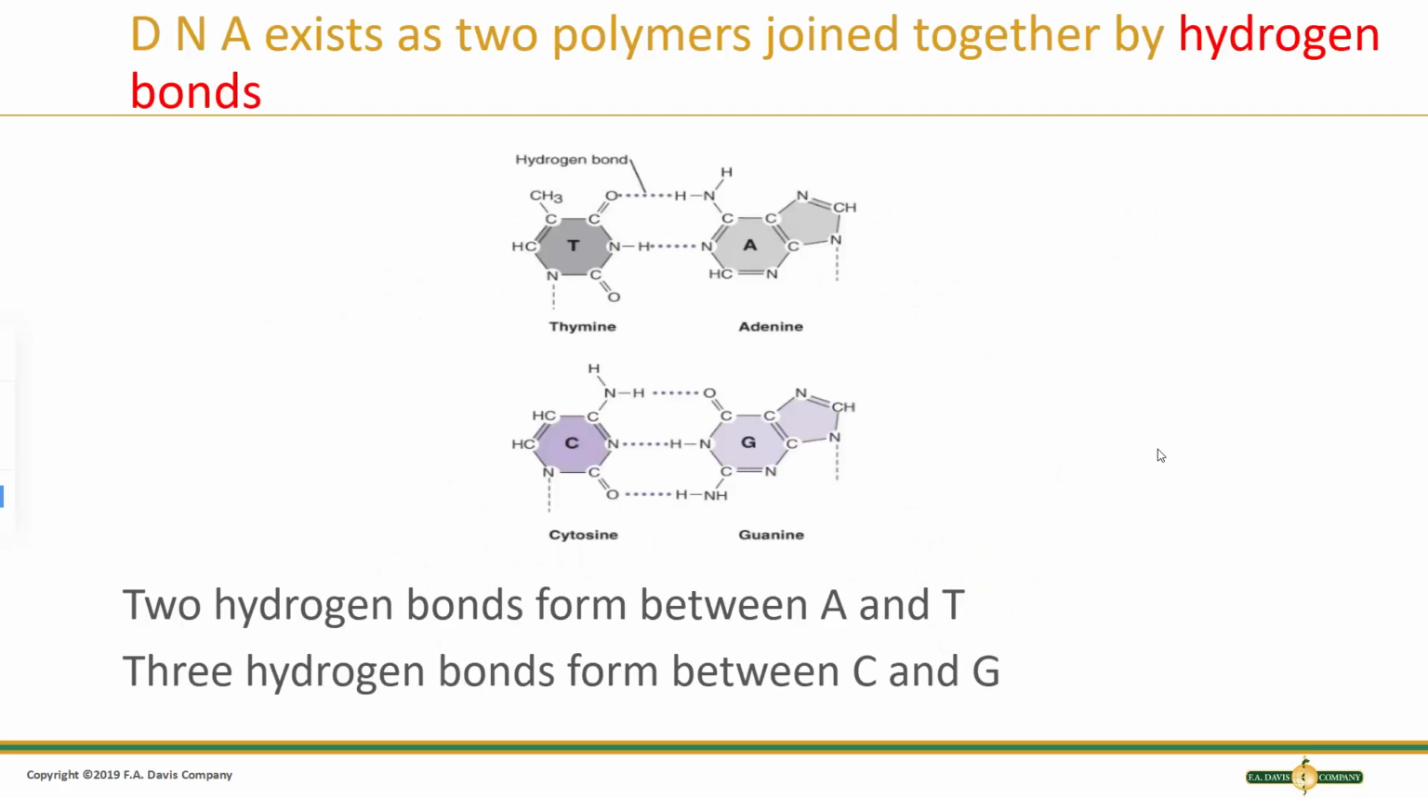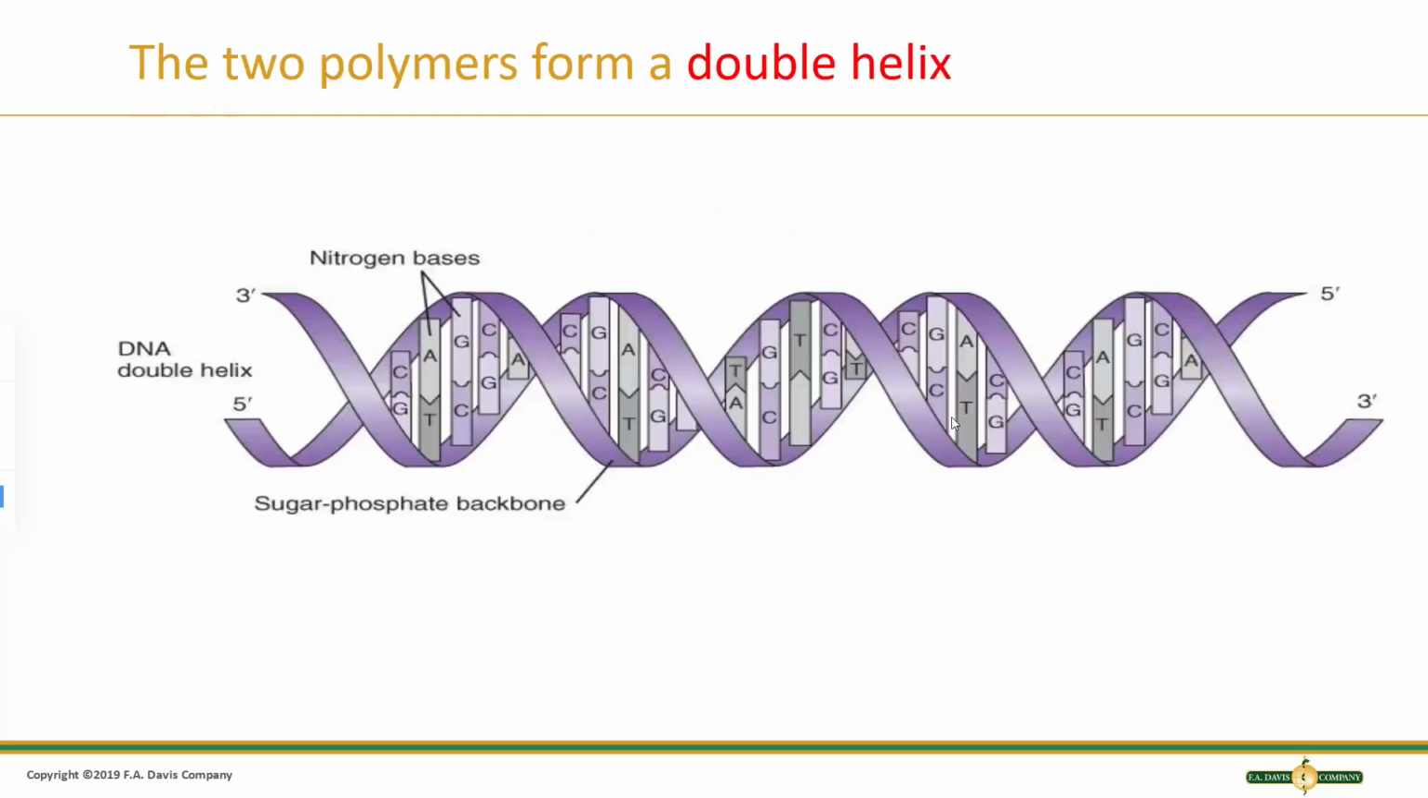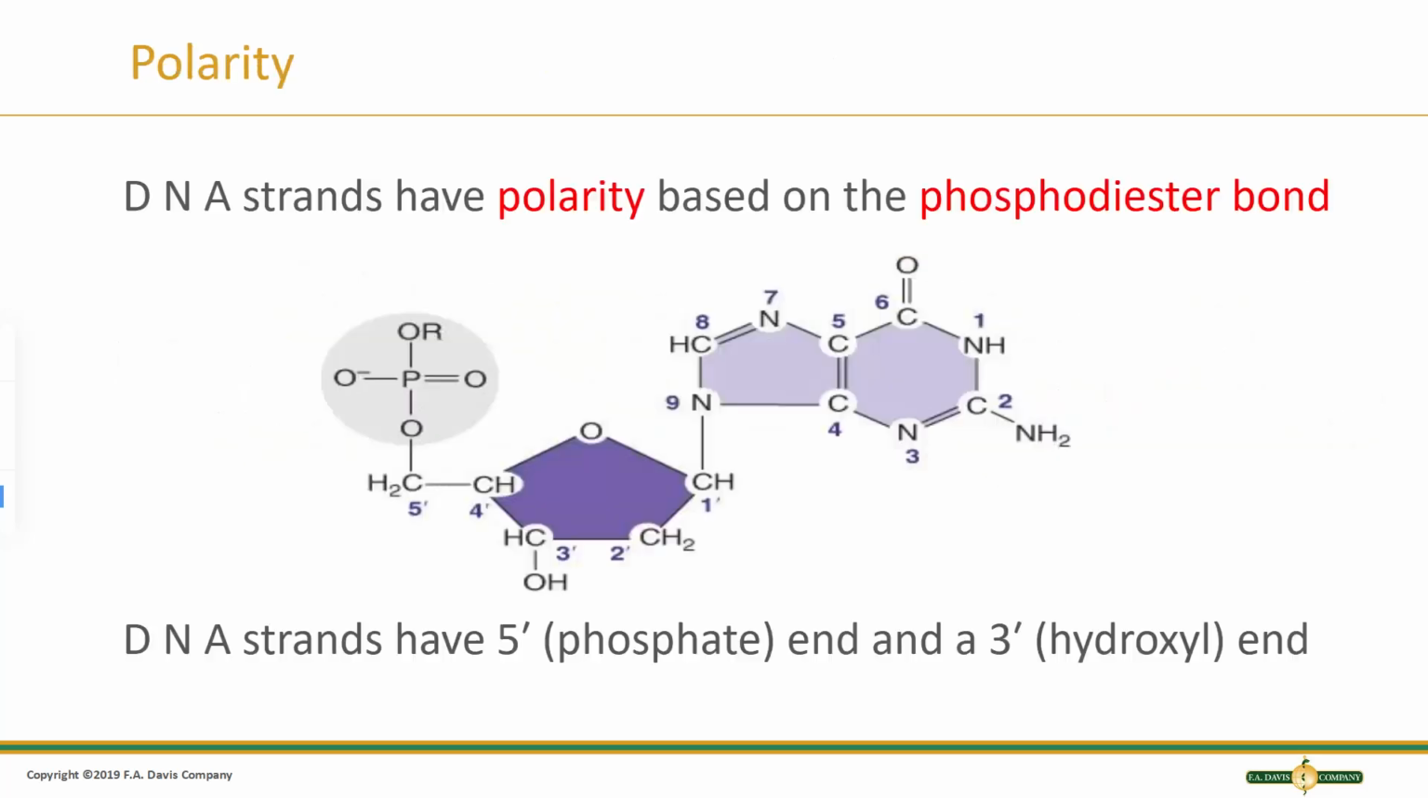DNA exists as 2 polymers joined together by hydrogen bonds. So hydrogen bonds hold the adjacent strands of DNA together. Between thymine and adenine, there are 2 hydrogen bonds, but between cytosine and guanine, there's 3. And these 2 polymers twist to form a double helix, sometimes known as a spiral staircase type structure or an alpha helix.